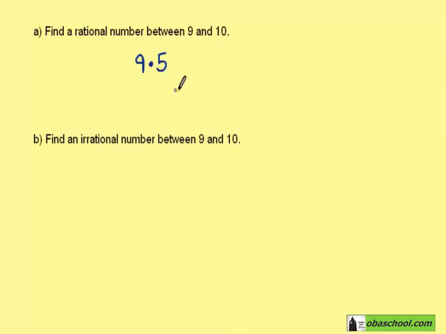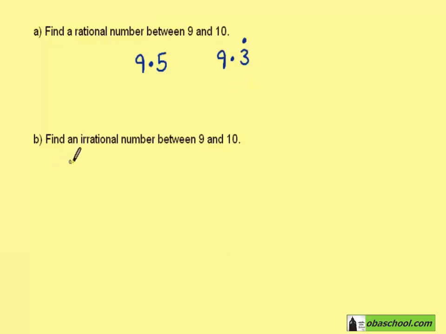9.5 we know is rational since it's a terminating decimal, and it's between 9 and 10, so this would do. Equally well, 9.3 recurring is between 9 and 10, and being a recurring decimal, this is also a rational number. So 9.5, 9.3 recurring, and indeed many other choices would be the answer to this question.